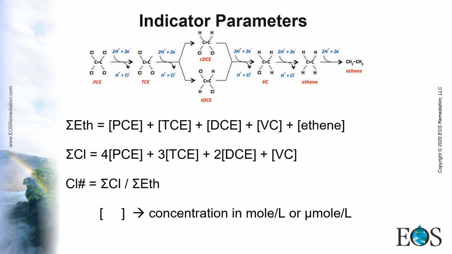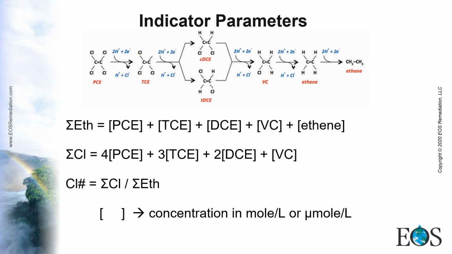When you look at this data, it tends to at least make my eyes sort of go cross, where PCE or TCE goes down, but DCE goes up, vinyl chloride goes up and down. And it's really hard to sort of figure out what's going on sometimes as these parameters bounce around. So I use these different indicators.